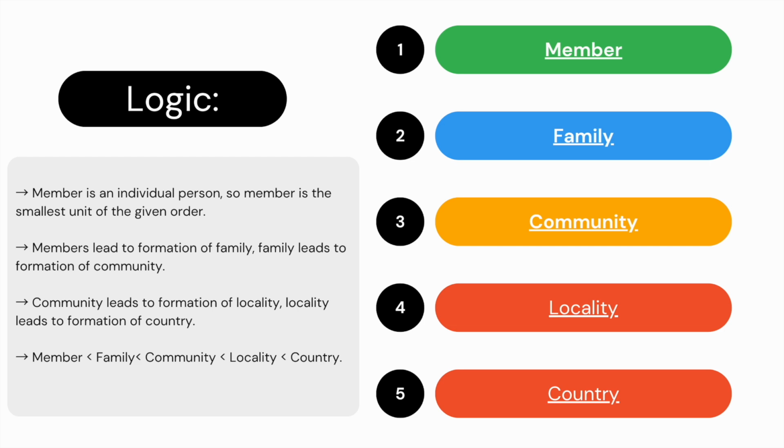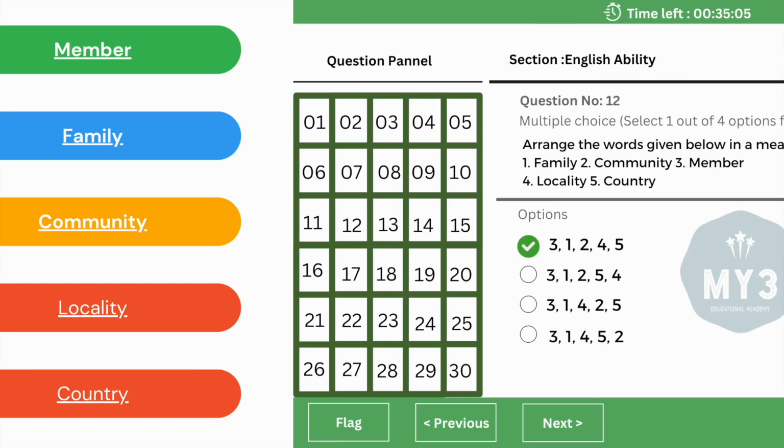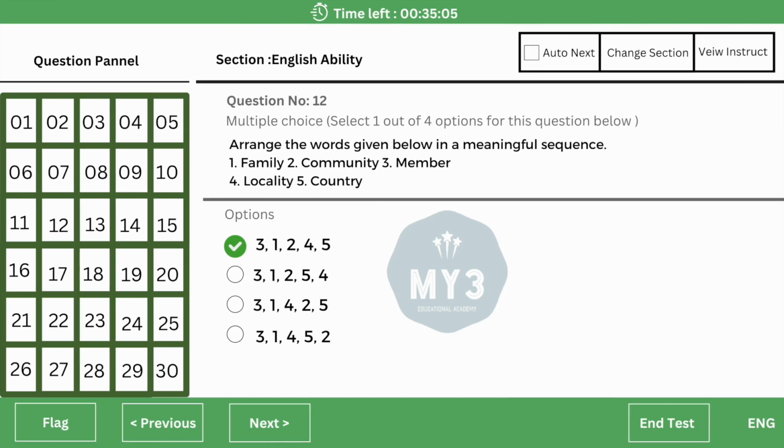So your answer must be, as they gave 1 2 3 4, 3 1 2 4 5. 3 is member, 1 is family, then community, then locality, then country. So you can mark the answer as 3 1 2 4 5. That's the logical sequence.